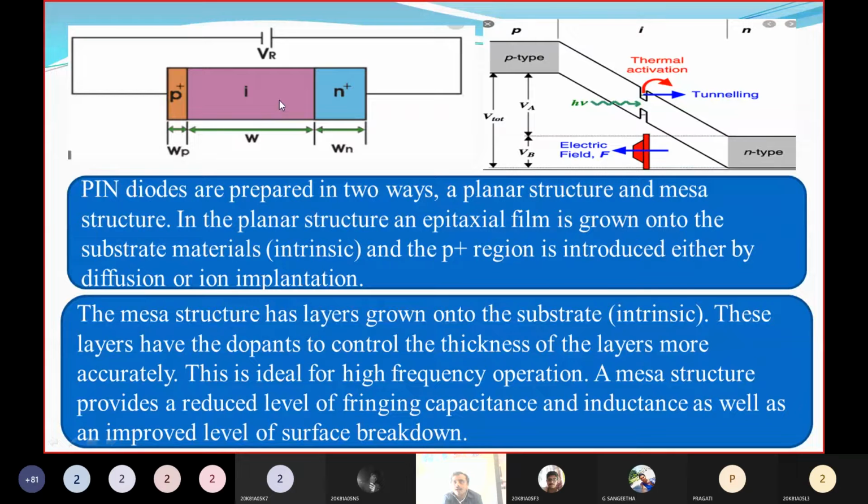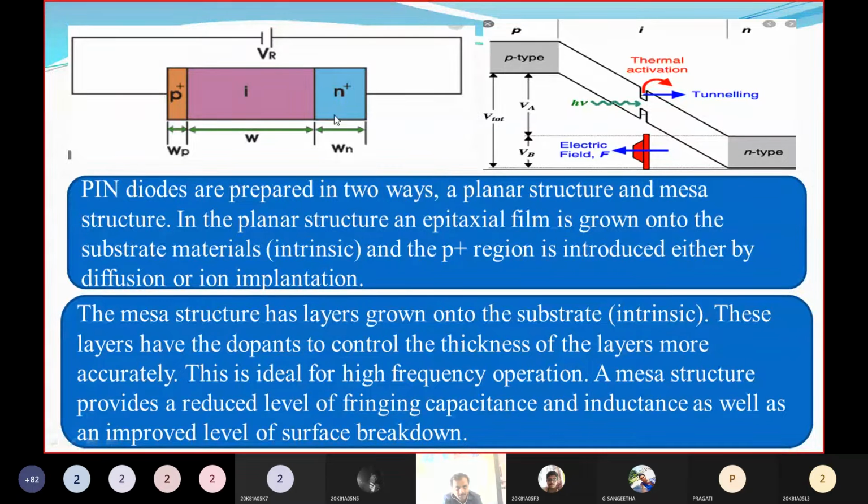That's why even a huge amount of light, huge intensity of light, will be detected. By using the PIN photodiode, we can detect it. That is the main advantage of the PIN diode.